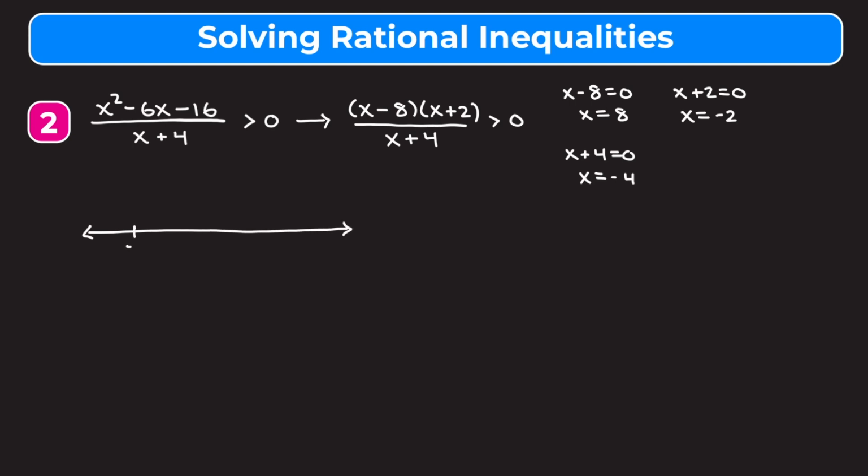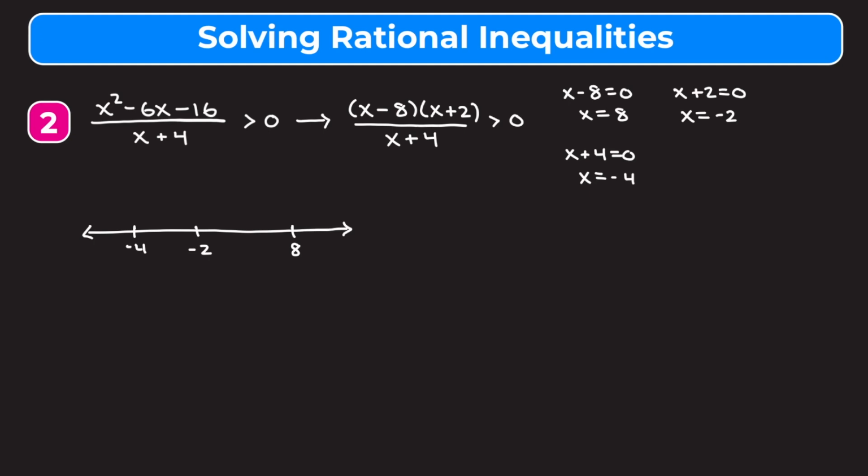So we need negative 4, negative 2, and positive 8. And now before we actually start testing the different parts of our sign chart, we want to think about whether or not negative 4, negative 2, and 8 are solutions to our inequality. So let's look at negative 4 first.